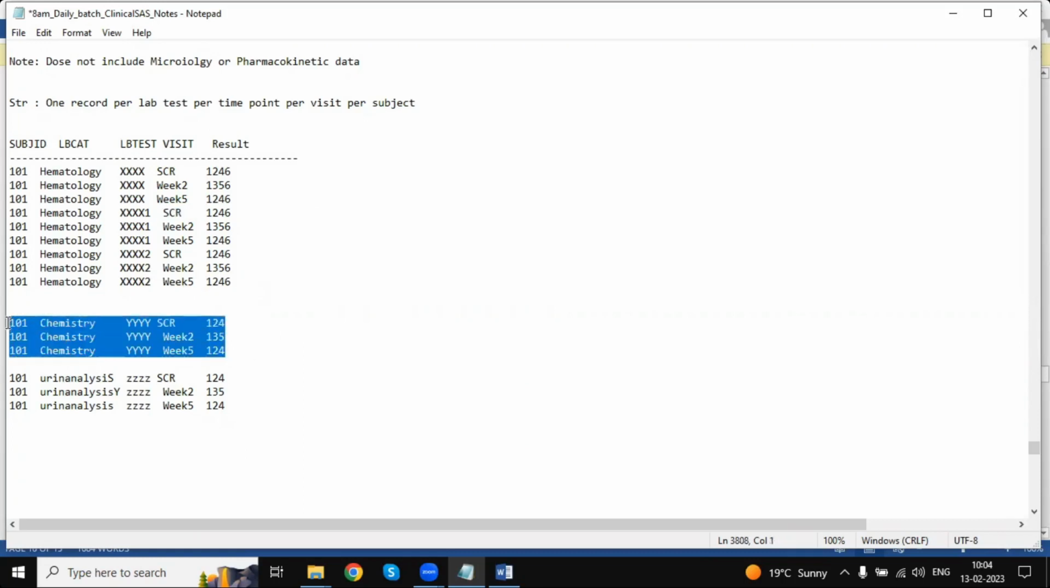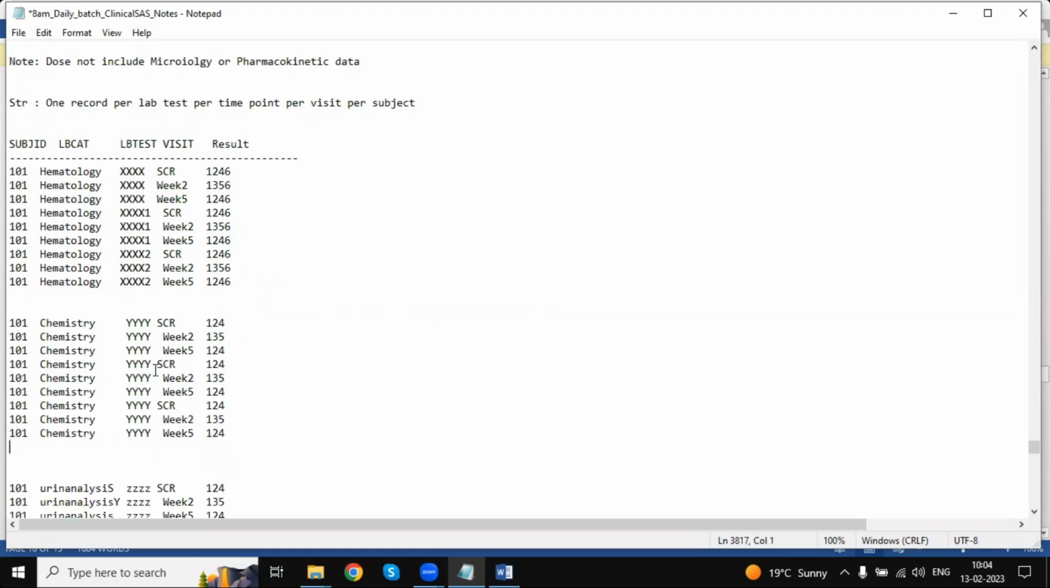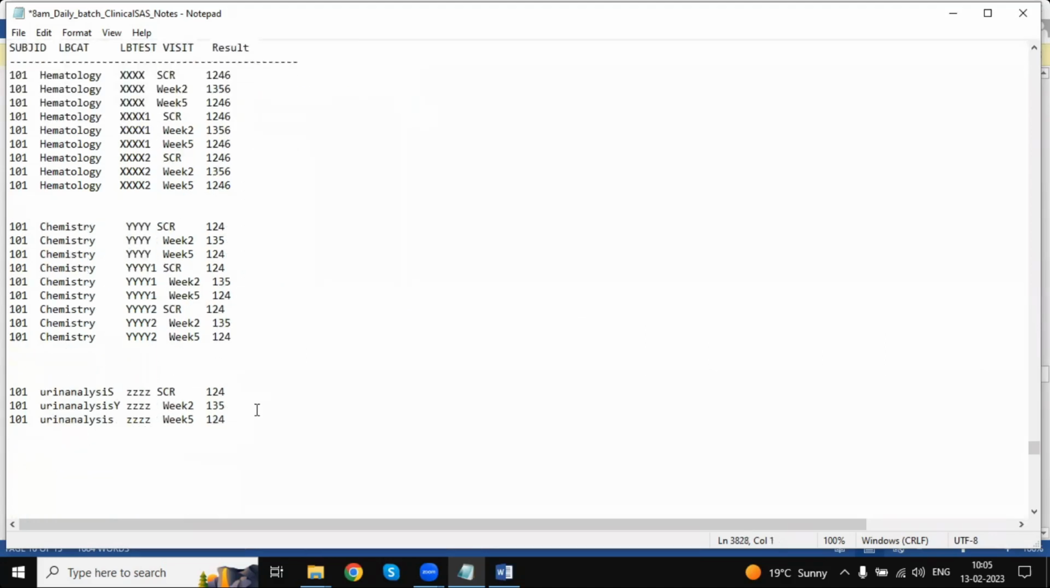Same for chemistry also: Y1, Y2, same for Z1, Z2, Z3.